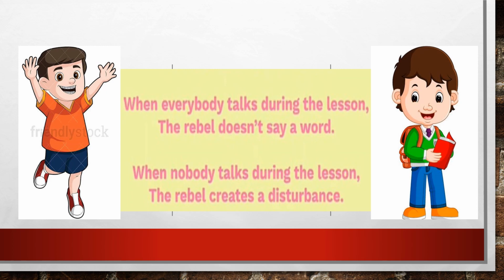Seeing everybody talk during the lesson, the rebel suddenly finds his silence most valuable. However, because he is a rebel, he cannot help but create disturbances and make a series of interjections when he sees that everybody else has become quiet. The rebel constantly seeks attention by doing what others don't do.